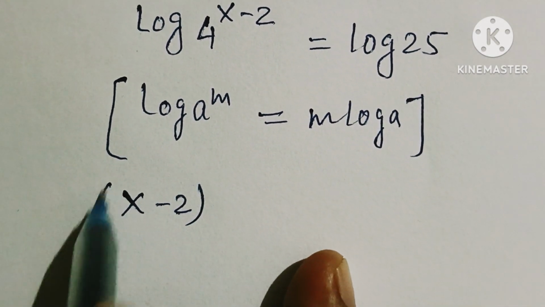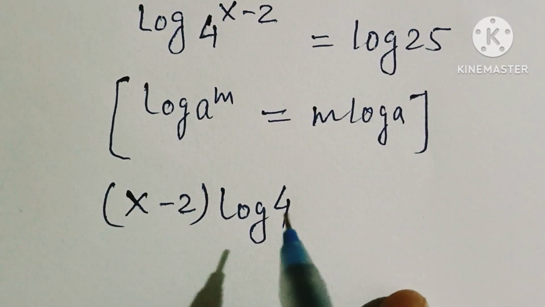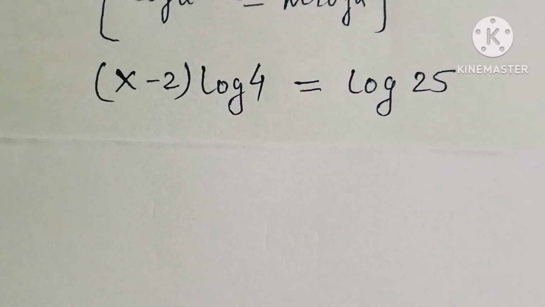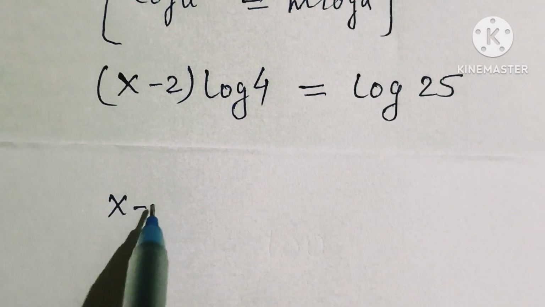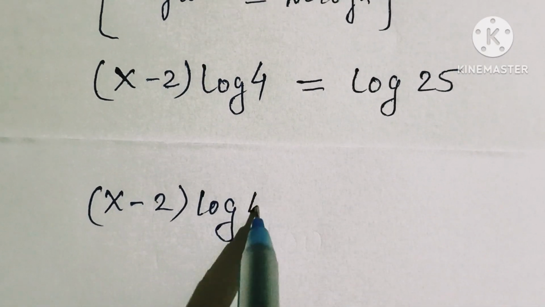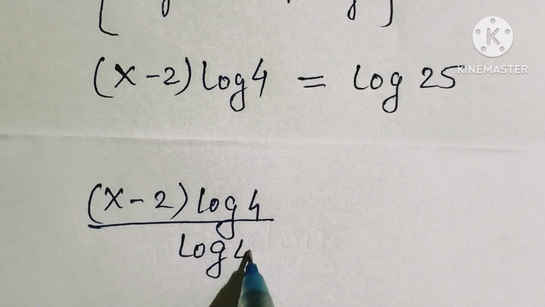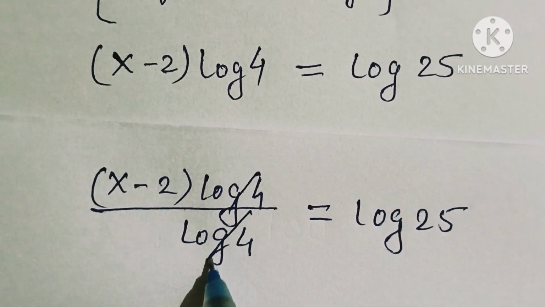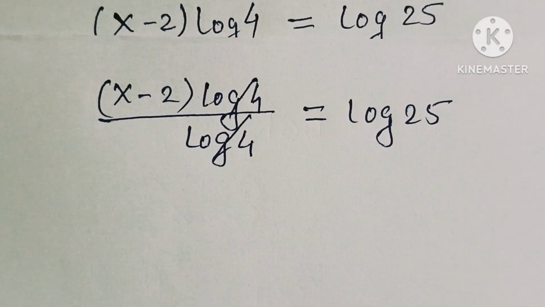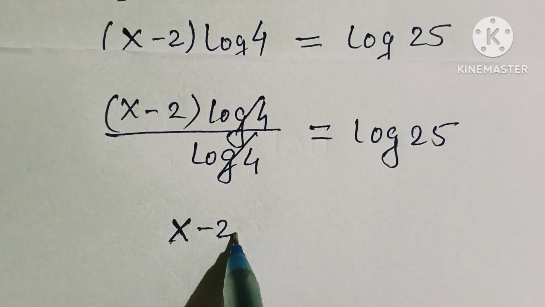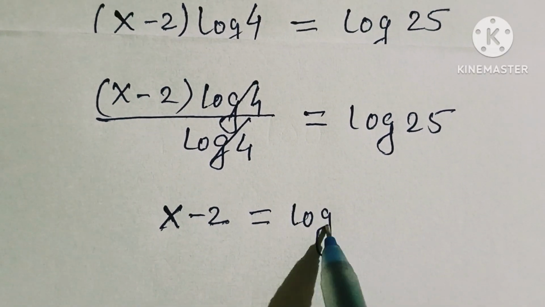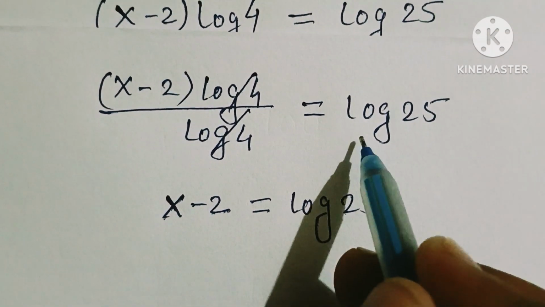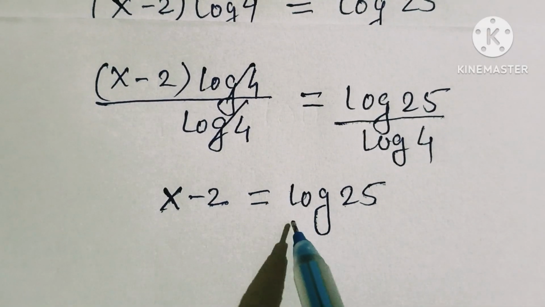x minus 2 into log of 4 equal to log of 25. Now divide both sides by log 4. x minus 2 into log of 4 divided by log of 4 equal to log of 25 divided by log of 4. Log of 4 will be cancelled. So here remains x minus 2 equal to log of 25 divided by log of 4.